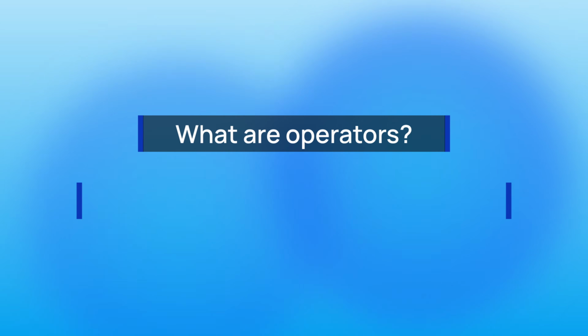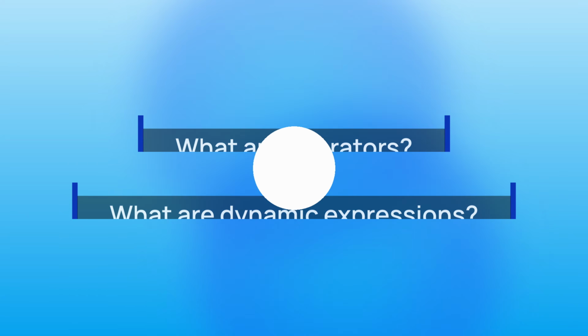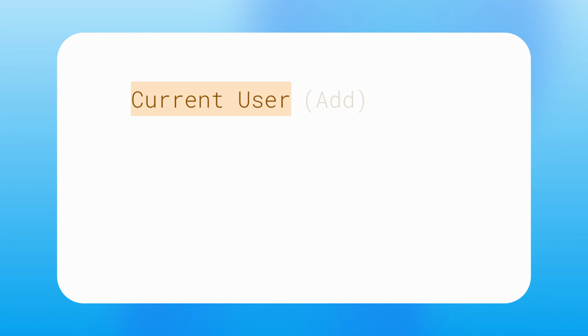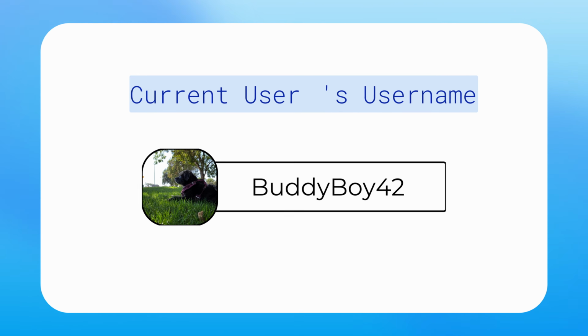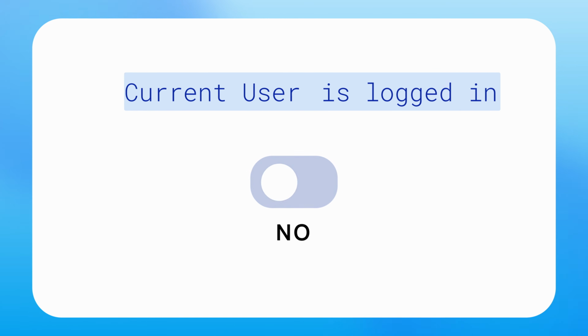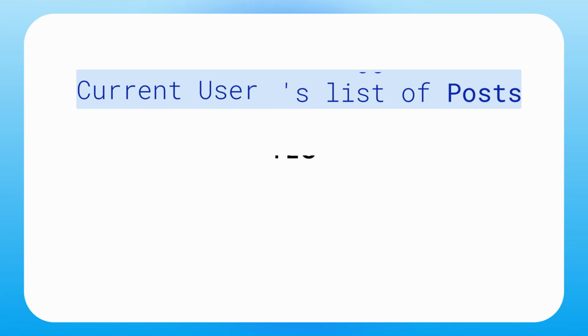You can jump ahead to the next timecode to get started, or first, for any Bubble beginners out there, what are operators and what are dynamic expressions? One of your go-to building blocks for creating apps in Bubble will be dynamic expressions. You can think of them like live formulas that update in real time based on user input, database updates, and other changes in your app. This is a big part of what makes Bubble truly no code.